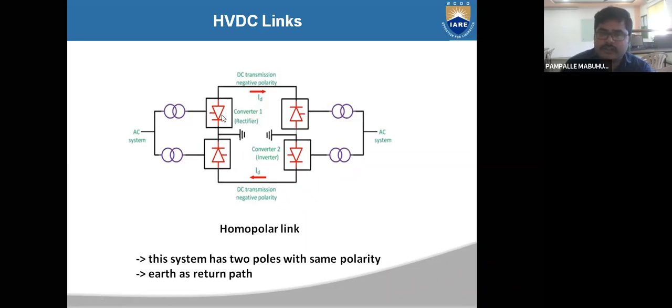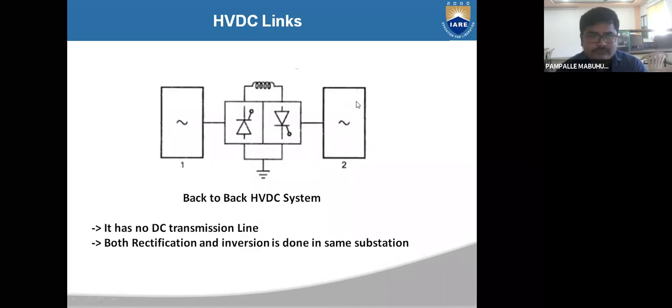Here also you will have a converter station and an inverter station, and the midpoints of the converter and inverter stations are connected to earth. This earth will act as a return path. Another HVDC system is the back-to-back HVDC system. In this system, you will not have DC transmission lines. There are no DC transmission lines present in the back-to-back transmission system. The converter as well as the inverter stations will both be in the same single substation.